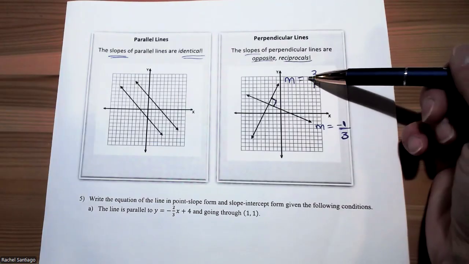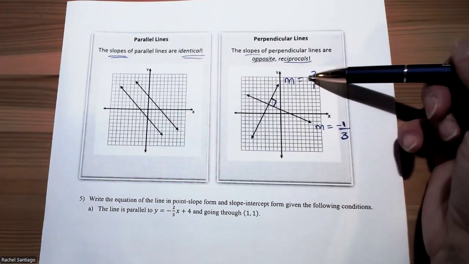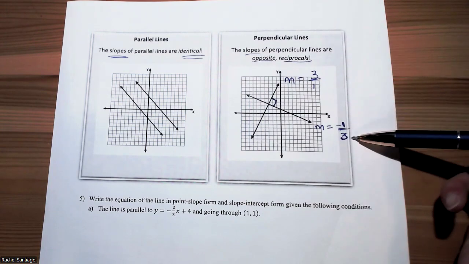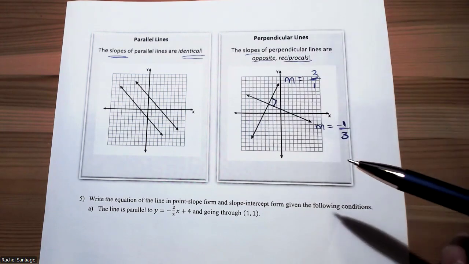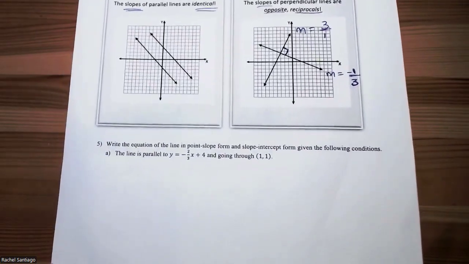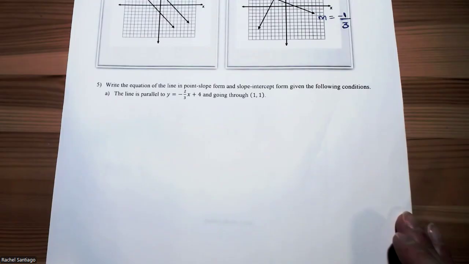So notice that they are opposite signs, positive, negative, and reciprocals, 3/1, 1/3. They have to have this in order to be perpendicular. So with that information, let's take a look at problem number 5.